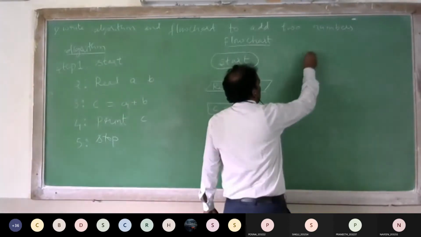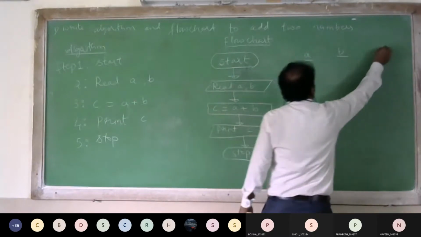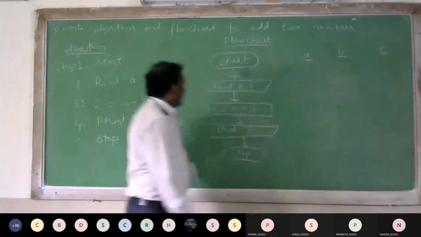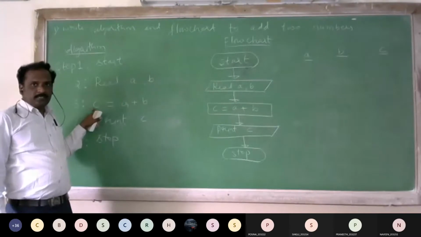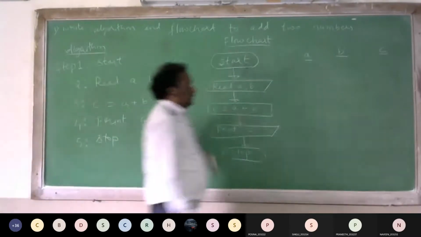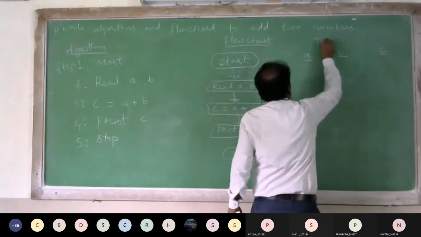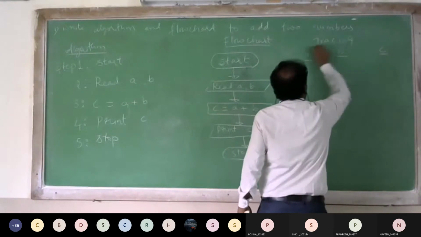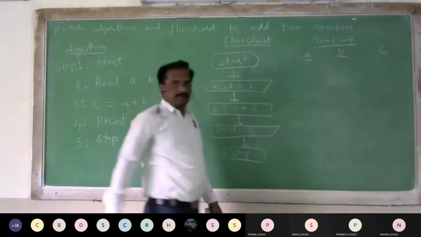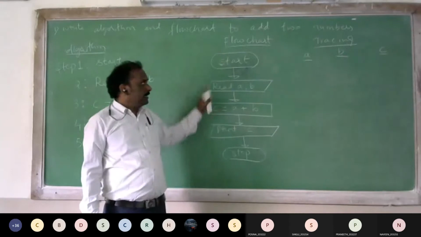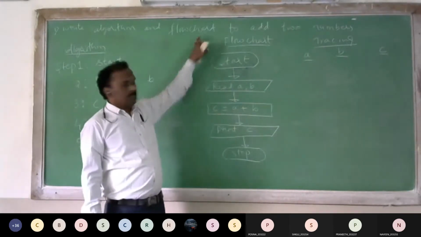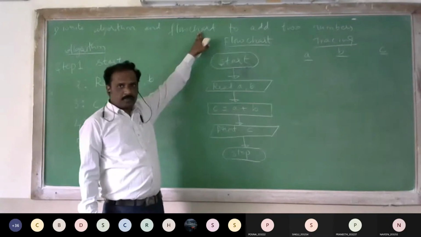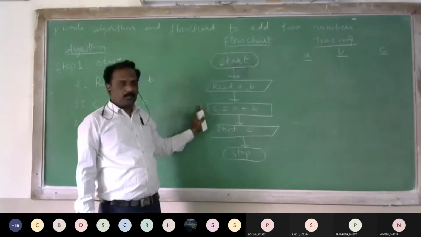Now, this is A, this is B, this is the output C. So what names had I used here? A I had used, B I had used, C I had used. This is called tracing. Tracing the problem, whether our algorithm or flowchart performs what the problem requires, whether we are getting the correct solution or not.